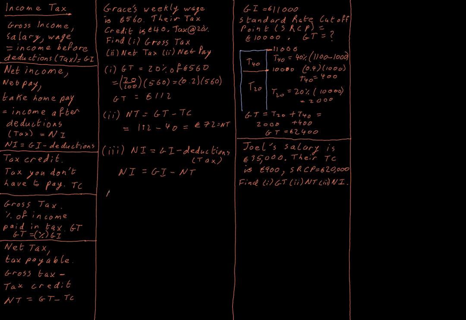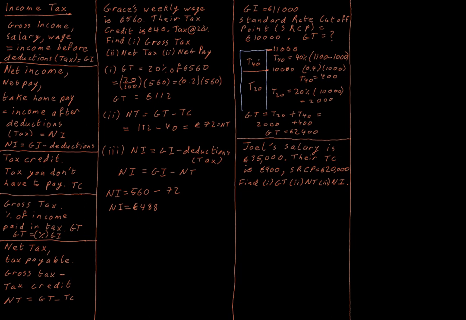So now we just sub in those numbers because we know both of them. The net income is going to be equal to Grace's gross income minus the net tax of 72 euro, which was our gross tax minus our tax credit. And we end up with 488 euro. That's our net income, which you could also call your take-home pay or your net pay.